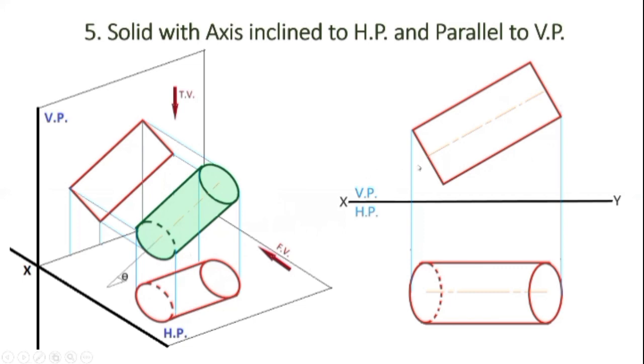Then when we draw an orthographic view, in the front view we get a rectangle, and in the top view we get this profile. So we can see here the axis is parallel to the vertical plane, and here we see the axis is inclined to horizontal plane.